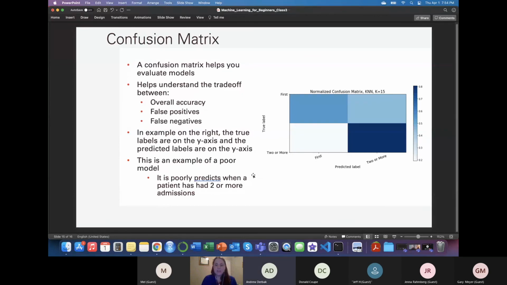Are there any other questions? And then I can go over the confusion matrix.